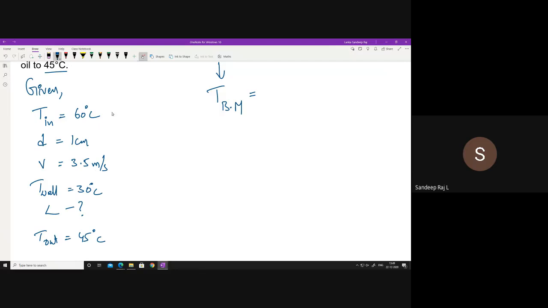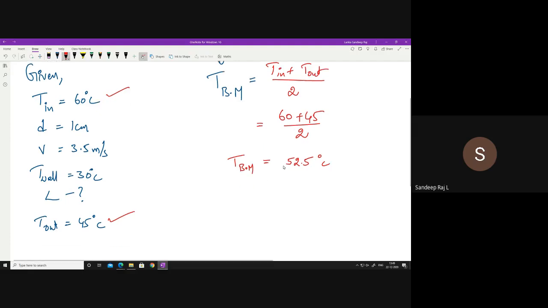Using this data, you will understand that this is T in and this is T out. When I do T in plus T out by 2, what I get is the bulk mean temperature. So 60 plus 45 by 2 will give you what? 105 by 2, so it is 52.5 degrees centigrade. That is the bulk mean temperature.